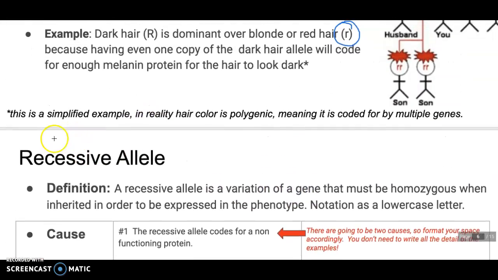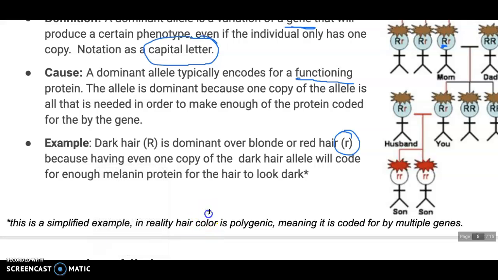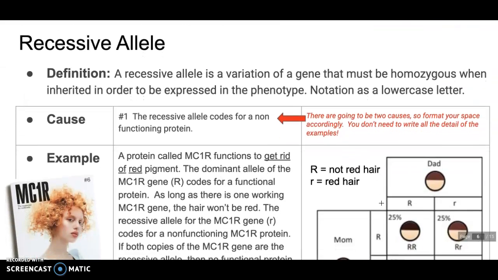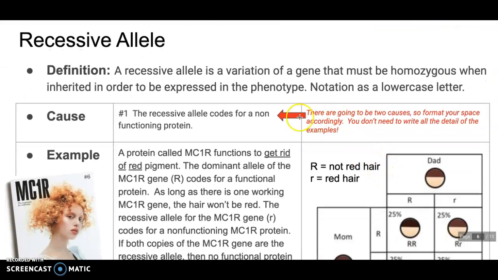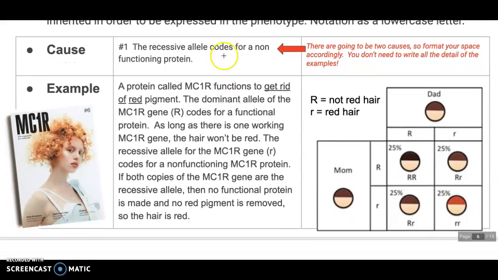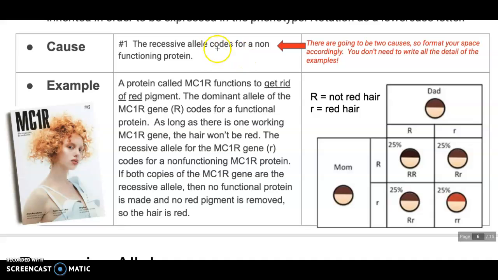Please note, I did put on here, this is a simplified example. In reality, hair color is polygenic. Remember, polygenic meaning that it is coded for by multiple genes. In fact, most of our traits are polygenic. A recessive allele is going to be something that will show up whenever you are homozygous for that phenotype. So the likely cause is that the allele codes for a non-functioning protein.